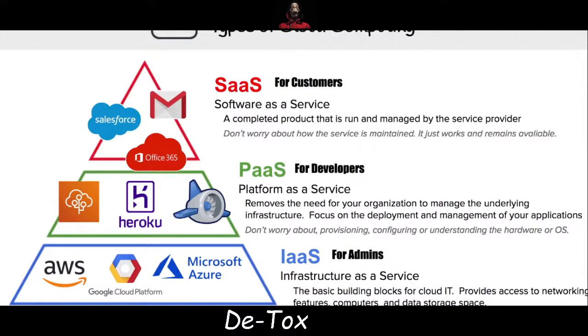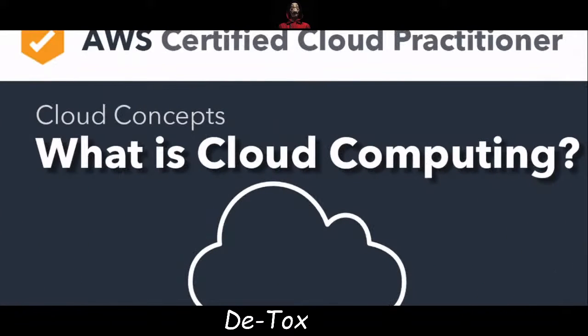And so obviously, if you wanted to build your own platform as a service, you'd build that on top of an infrastructure as a service. And if you wanted to build your own software as a service, you could build that on top of a platform as a service or an infrastructure as a service. So there you go.